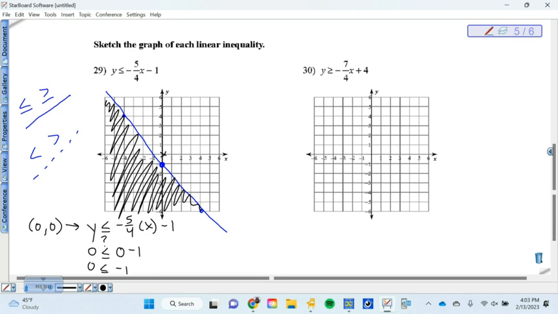So if the equation's true, you shade that side? Yes. Okay, cool.